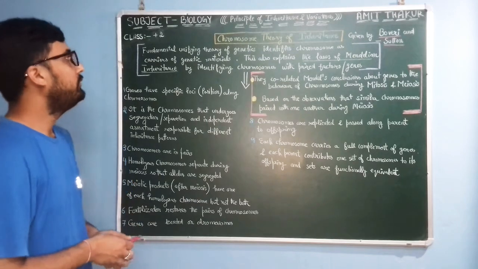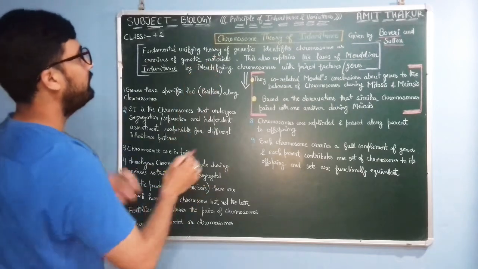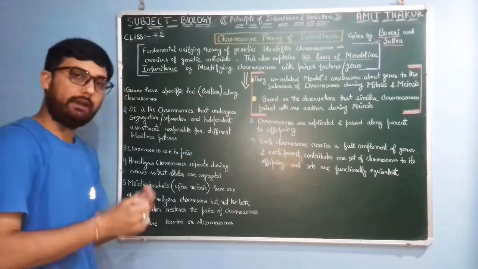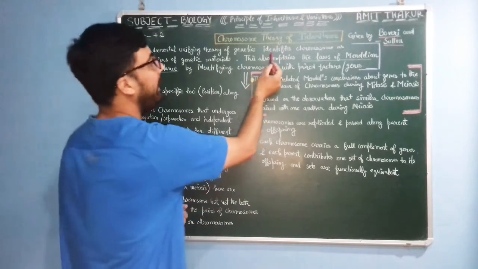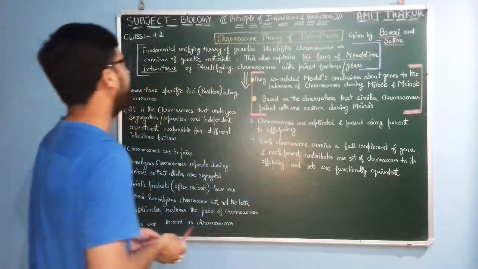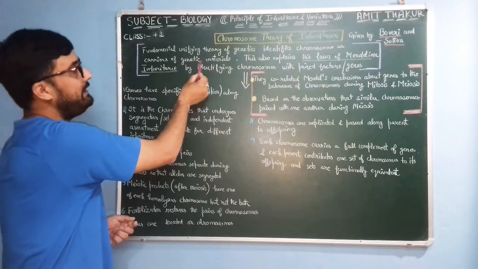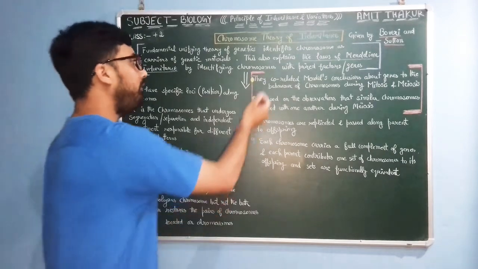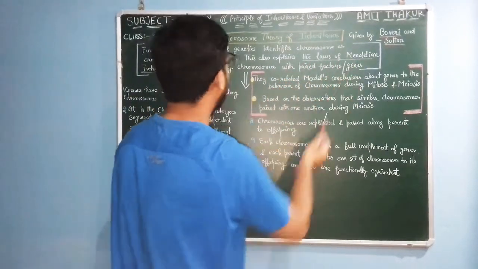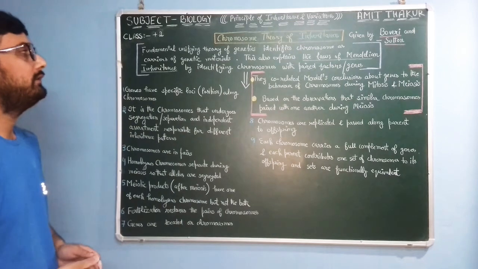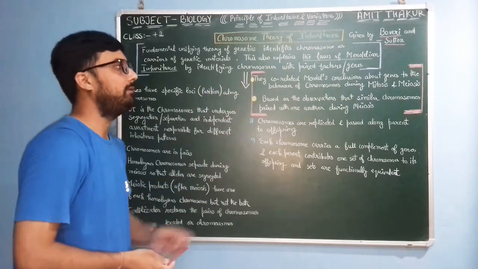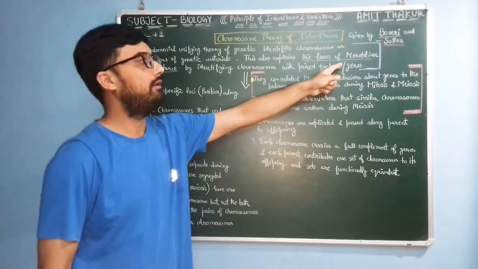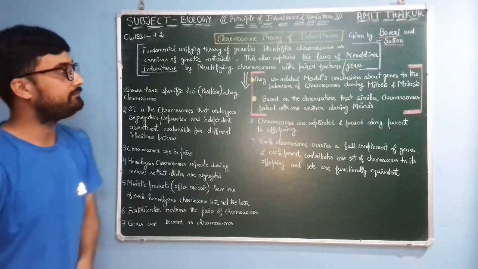This chromosome theory of inheritance is a fundamental unifying theory of genetics. Why? What is the reason? Because it identifies chromosomes as carriers of genetic material, that is DNA or RNA. It also explains the laws of Mendelian inheritance by identifying chromosomes with paired factors, which were called factors by Mendel, and later on genes.